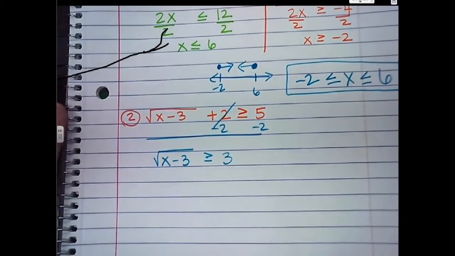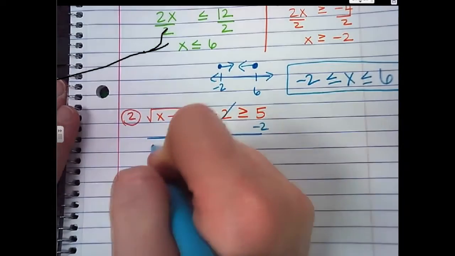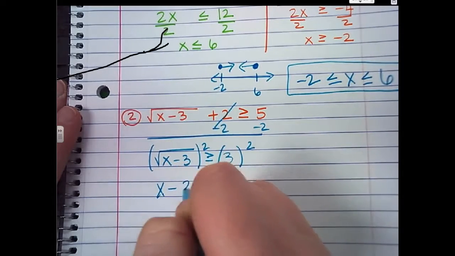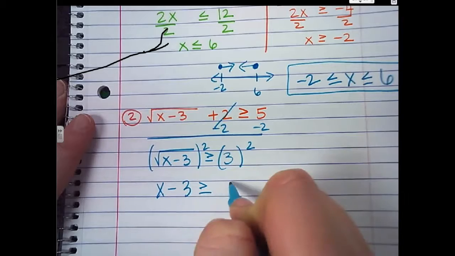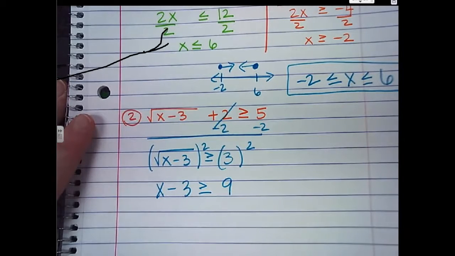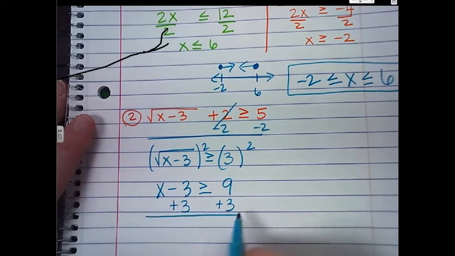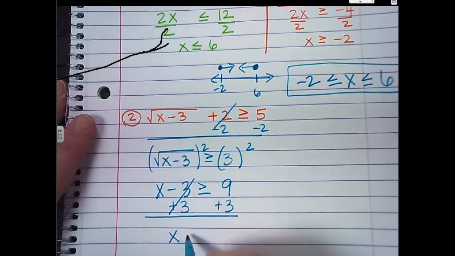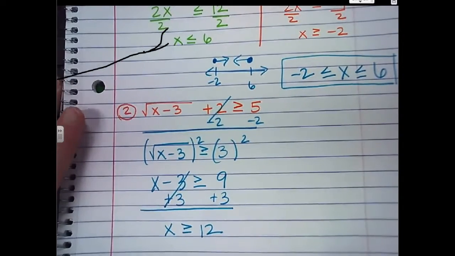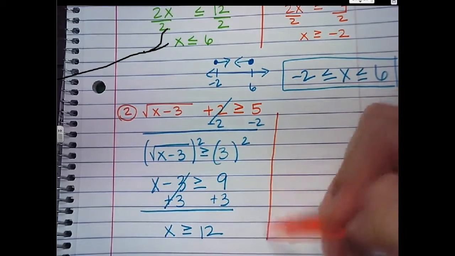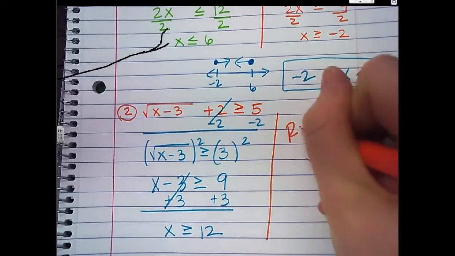And now same process. Square both sides. So x minus 3 is greater than or equal to 9. Add 3. X is greater than or equal to 12. So once you do that, and then I do the restrictions. Or check for restrictions.